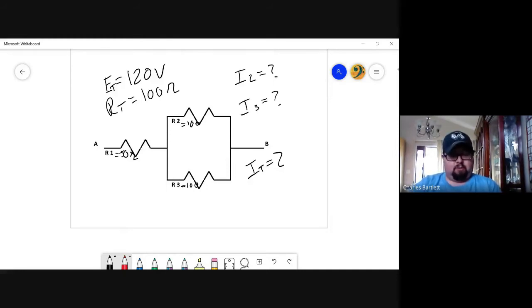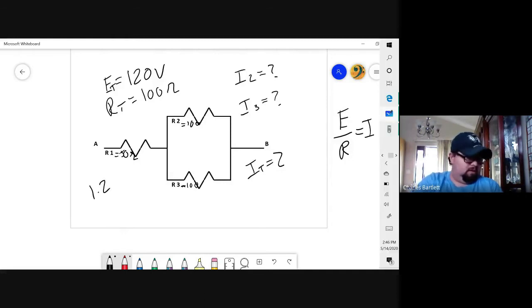IT is actually pretty easy since we have an ET and an RT, and we can just apply our Ohm's law formula to get IT. And I did this earlier on the calculator, and it was 1.2. So let me put that up here. I total equals 1.2 amps.